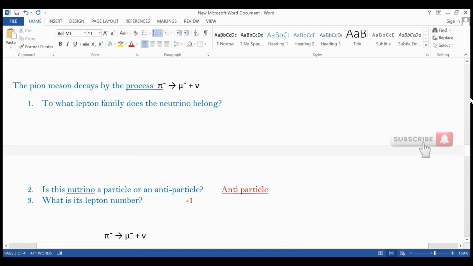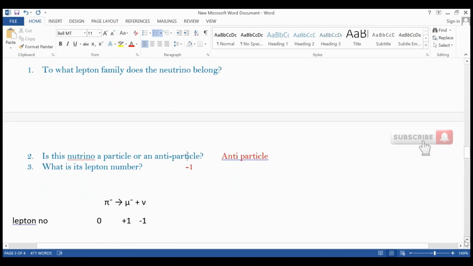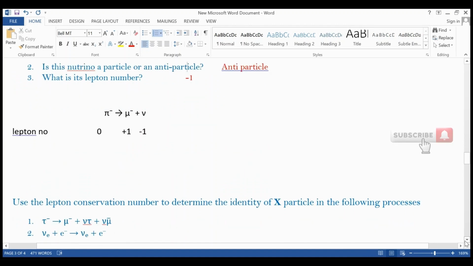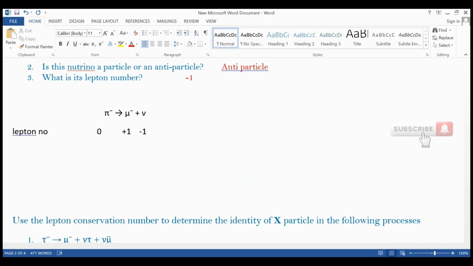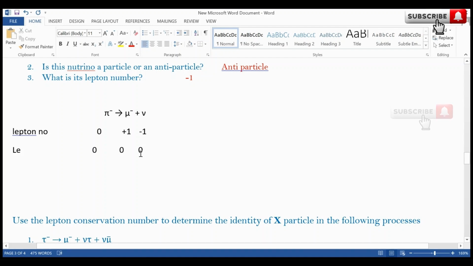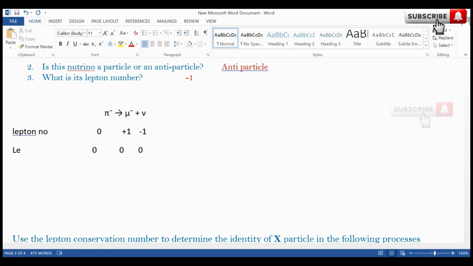Now, in order to find out to what family the neutrino belongs, we have to solve the law of conservation of electron lepton number, muon lepton number, and tau lepton number. Starting from electron lepton number, this will be 0. Muon doesn't belong to the electron lepton family, so 0. And as the law is already conserved, on both sides we have 0, so the neutrino will also be 0, because having -1 or +1 would affect the law of conservation of electron lepton number.